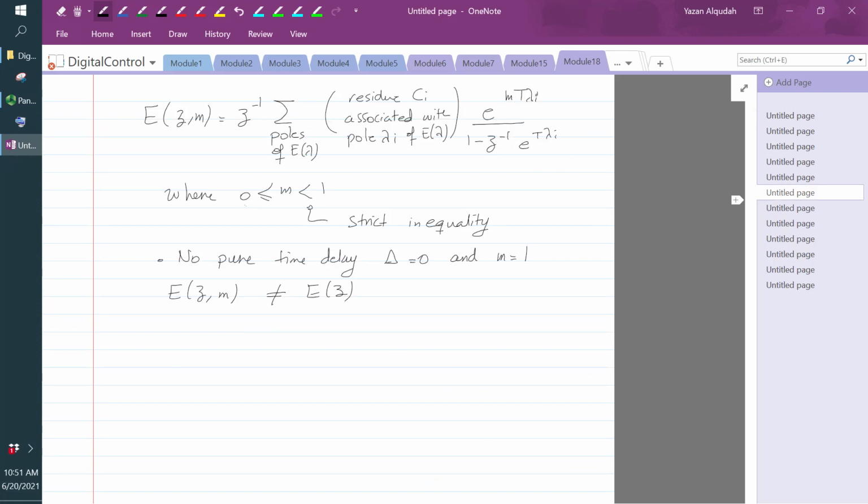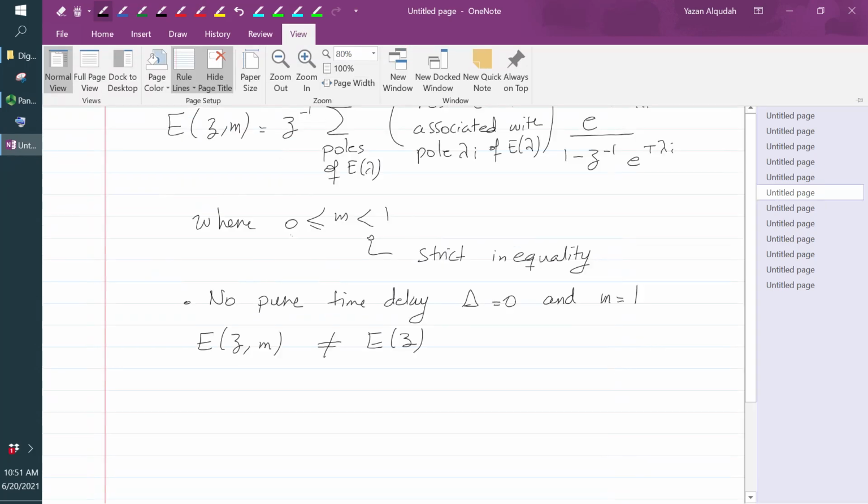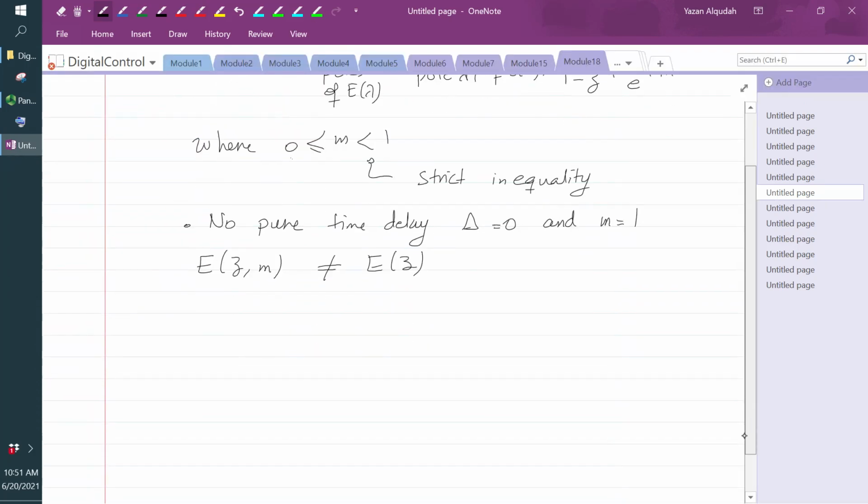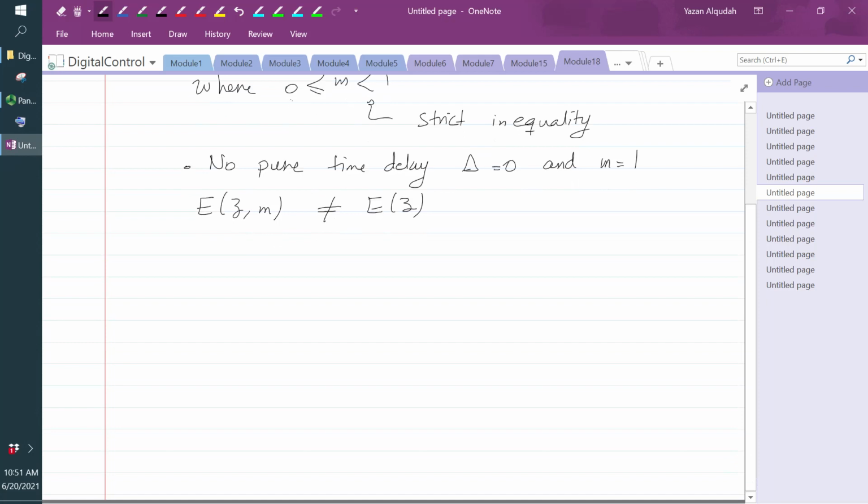Okay. So let's take an example and see how we apply this calculation, how we do this calculation of the modified z transform, and after that we're going to see how we apply it to a system. So now we're considering just a signal that is delayed.